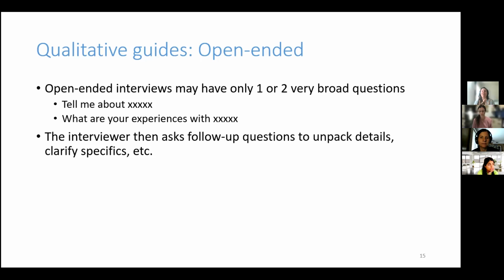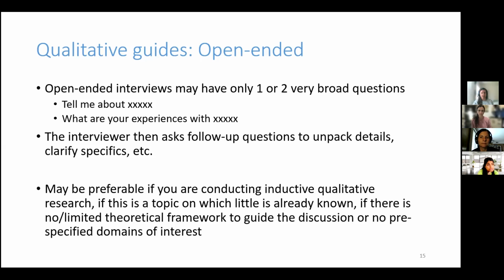You can imagine it's very challenging. You need a really good interviewer to do a really good open-ended interview. But this is the kind of thing you'll see in an inductive study. If you really don't know what you want to ask about, this is a great format for those sorts of interviews, because you want to see where the conversation goes. You want to see the themes that someone is bringing up. So these are really open-ended questions.